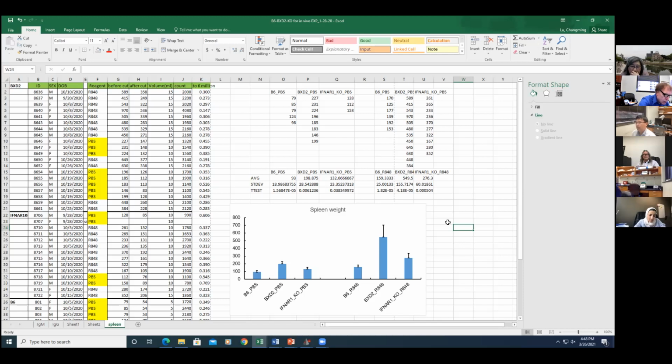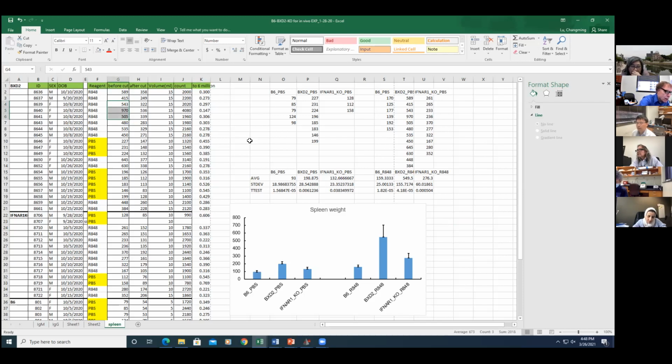Now I'm looking at the last two, the females who got 48, they got pretty big spleens. Now I'm looking at the males. There's a male up here, he has a pretty big spleen. I'm looking in the middle. Oh, that's a receptor knockout. Oh, I should look up here.